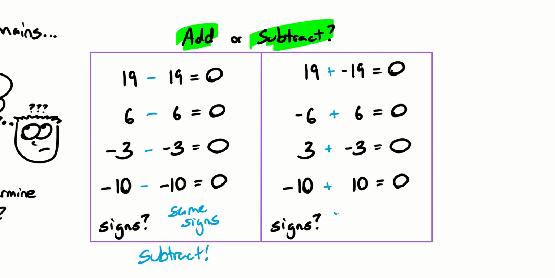So when I have opposite signs, remember opposite means one's positive, one's negative, you add them. Sorry, I was about to write a subtraction. You add them together. All right, so when the signs of the terms are the same, you subtract. When they're opposite, you add.